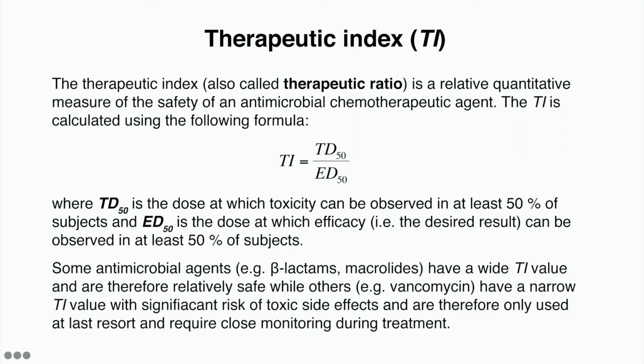Antimicrobial chemotherapeutic agents differ widely in their therapeutic indices. For example, antibiotics belonging to the beta-lactam and macrolide families have wide therapeutic indices. Conversely, the antibiotic vancomycin is a good example of an antimicrobial chemotherapeutic agent with a narrow therapeutic index. Antimicrobial chemotherapeutic agents with narrow therapeutic indices are therefore only used when safer chemotherapeutic agents are not effective or otherwise not available. In such instances, patients must be closely observed for potential toxic side effects.